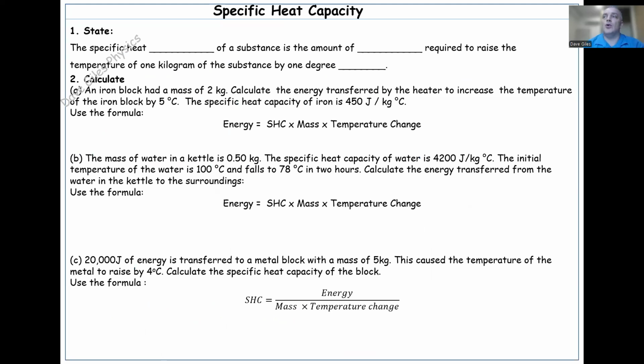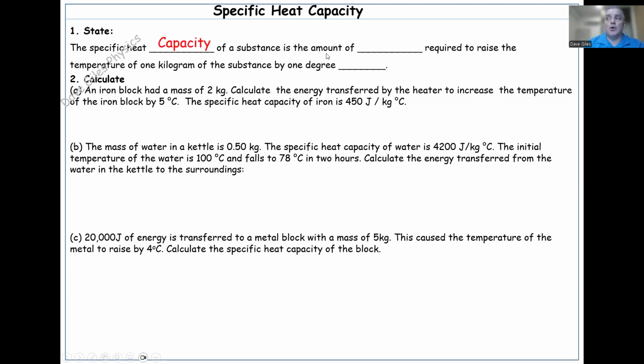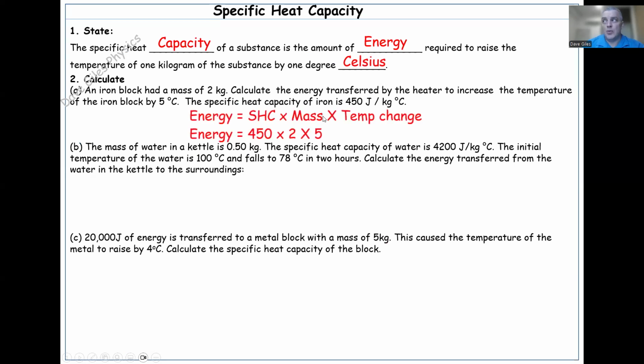Okay, so I'm assuming you've unpaused it now. So the specific heat capacity of a substance is the amount of energy required to raise the temperature of 1 kilogram of the substance by 1 degree Celsius. The first calculation, you've got 2 kilograms, temperature risen by 5 degrees Celsius. You're given a specific heat capacity, work out how much energy is required to do that. So again, just put the numbers in, and you can see there, you are getting 4,500 joules.